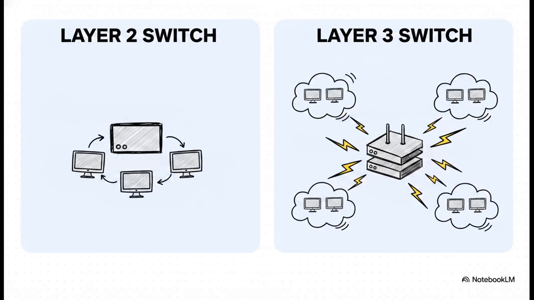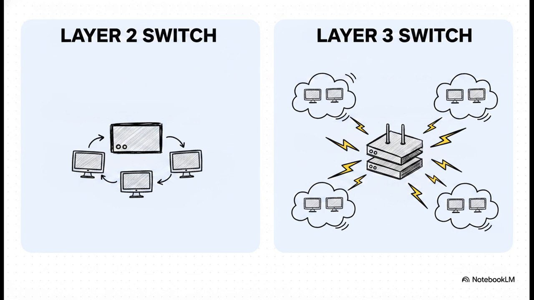Out in the real world, Layer 2 switches and Layer 3 switches do very different things. A Layer 2 switch operates at the data link layer, using MAC addresses to super quickly bridge and redirect packets within a single local network. It's incredibly fast, but honestly, it doesn't care about IP addresses at all.